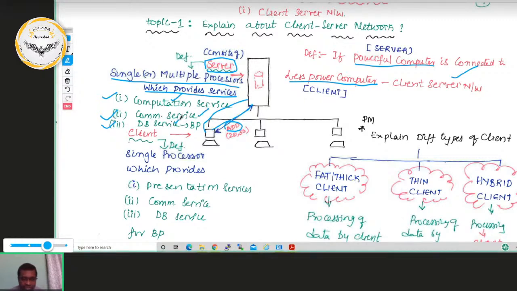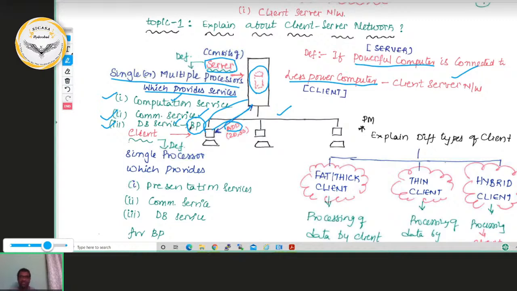And database service. What do you mean by database? We already studied this in need and scope of telecommunication networks. If you have a single database and it is shared among multiple users, that is called database sharing, or database service. And for what purpose will we be using this? It is used for business purpose. BP means business purpose. So this is a standard definition for server.